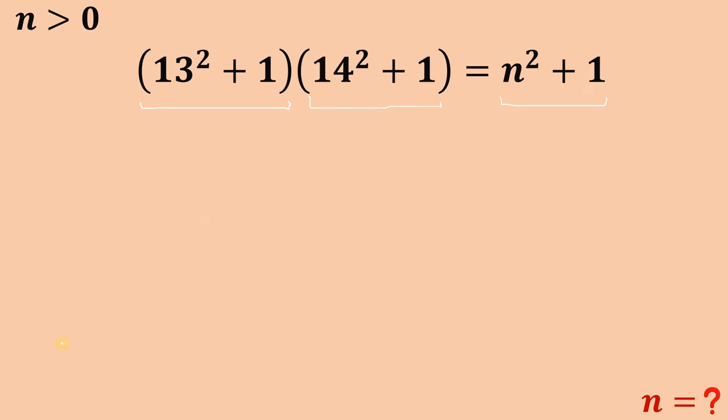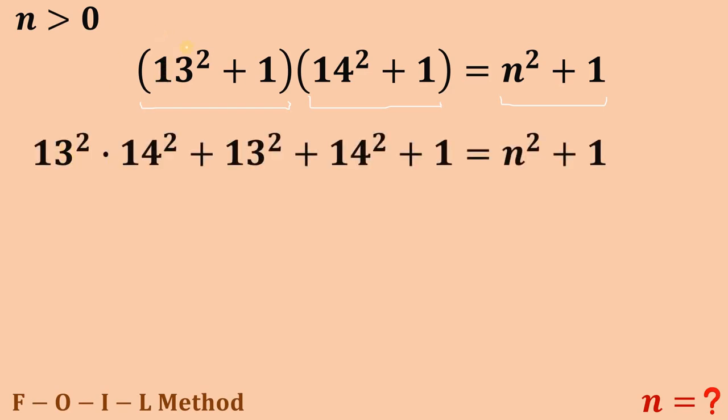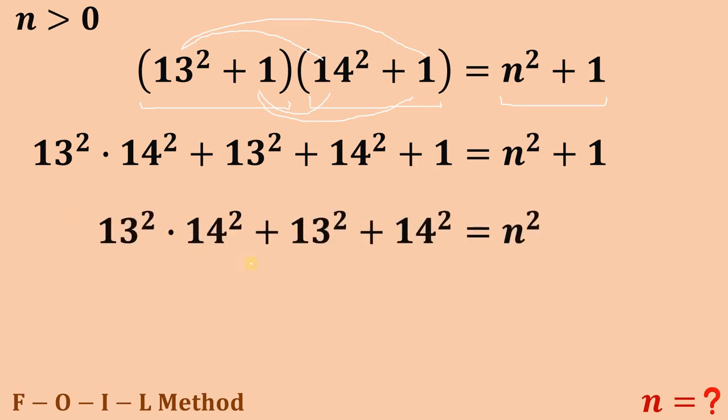So, to answer this question, we will use, of course, the FOIL method to multiply the left-hand side of our equation. If we use the FOIL method, we have 13 squared times 14 squared. We have the outer term, 13 squared times 1, which is 13 squared. Next, the inner term, 1 times 14 squared, which is 14 squared. And the last term, 1 times 1 is 1. Next, if we subtract 1 on both sides, we get 13 squared times 14 squared plus 13 squared plus 14 squared equals n squared, as the 1's cancel out.